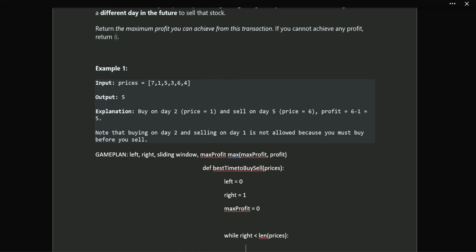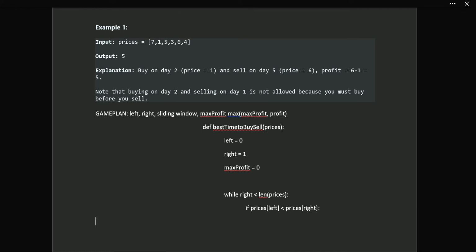So while right is less than the length of prices, we go through and say: if prices at index left, the day we bought it, that's your buy date, is less than the price at index right, then I want to set left equal to right. And again, I'll have my right bump up 1, but we can do that at the end of this whole loop right here.